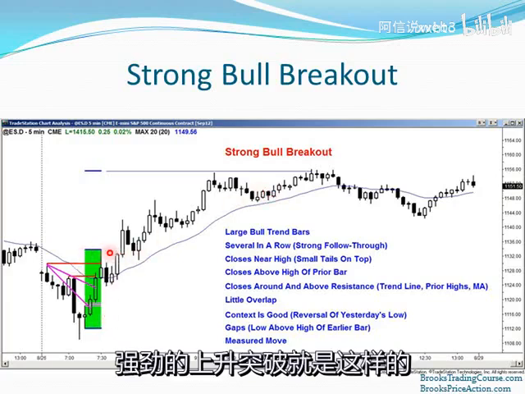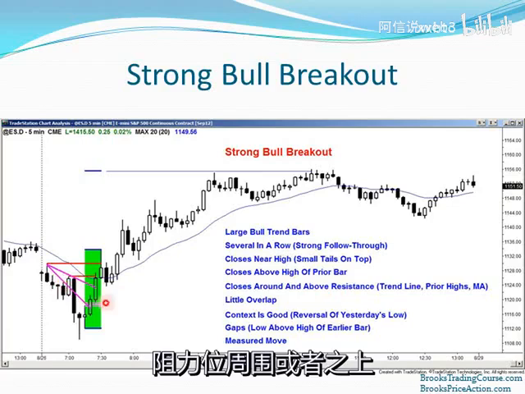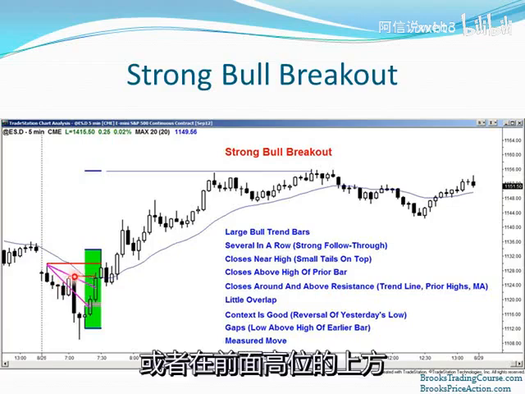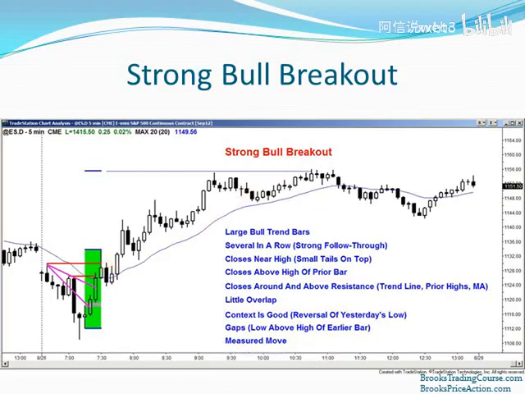Strong bull breakouts look like this. There's also closes around and above resistance. Bear trend lines, a close above prior swing highs, closes above the moving average. Again, signs of a strong bull breakout.